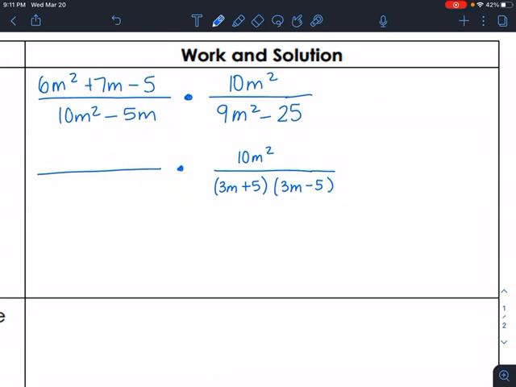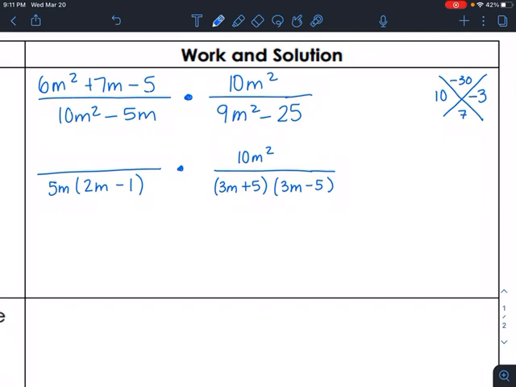Here, for this first fraction, which I kind of skipped over, they have 5m in common for the first two terms, so this will be 2m minus 1. And then in the numerator, I need to factor that as well. So I'm going to use my big X over here. I'm going to get negative 30 and 7. And I'm going to think about, what do I multiply to get negative 30 but add to get 7? That would be 10 times 3, and this would have to be negative 3.